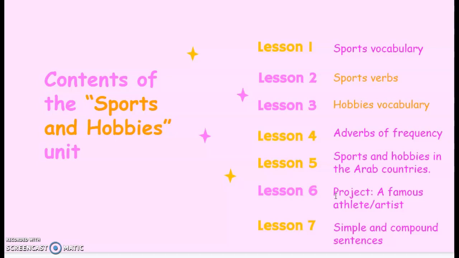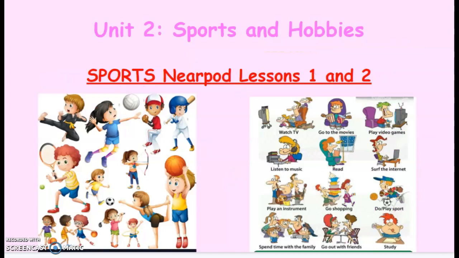And last but not least, lesson 7, you will be able to create simple and compound sentences while talking about sports and hobbies. For example, I like basketball and I play volleyball. I like to play games and to read books. When we get there, you will know what I'm talking about. All right, so let's go to the next slide.